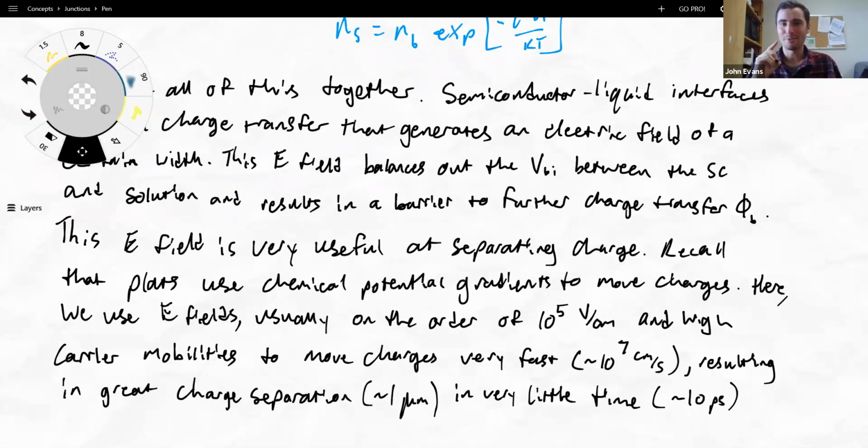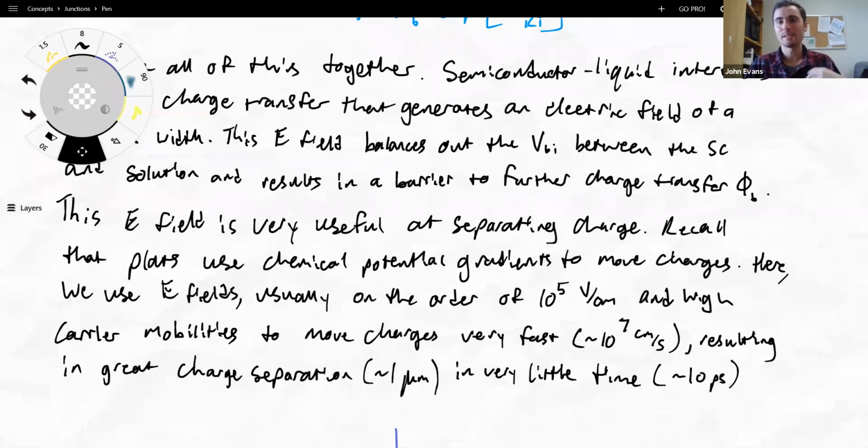Now we have an electric field, and this electric field is typically on the order of 10 to the 5 volts per centimeter, which is pretty big. And carrier mobilities in the conduction band of a semiconductor are usually pretty good, because it's the conduction band. The electrons are sort of free to move around, right? This is where their mobilities are highest. So that allows us to move charges really fast, like 10 to the 7 centimeters per second, which means that you can get fantastic charge separation very quickly.